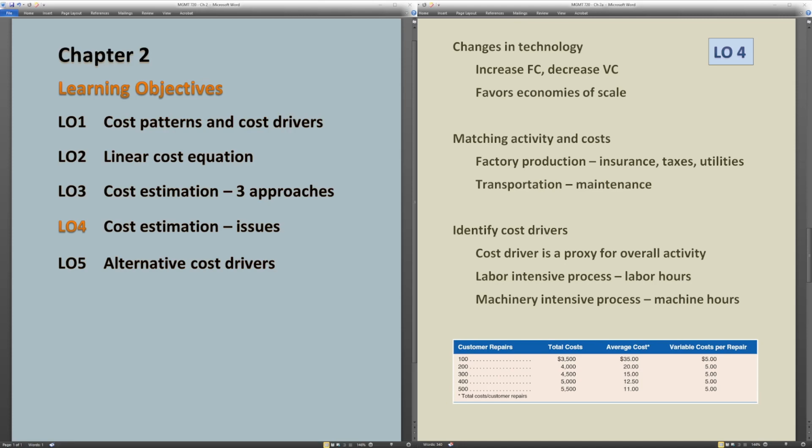how the average cost goes down. Now you see the variable cost per repair is still $5 per repair. The fixed costs are still $3,000 in total. But you notice that the average cost, as you do more volume, goes down. And of course, think about this. If your average cost goes down, what you charge can also go down.